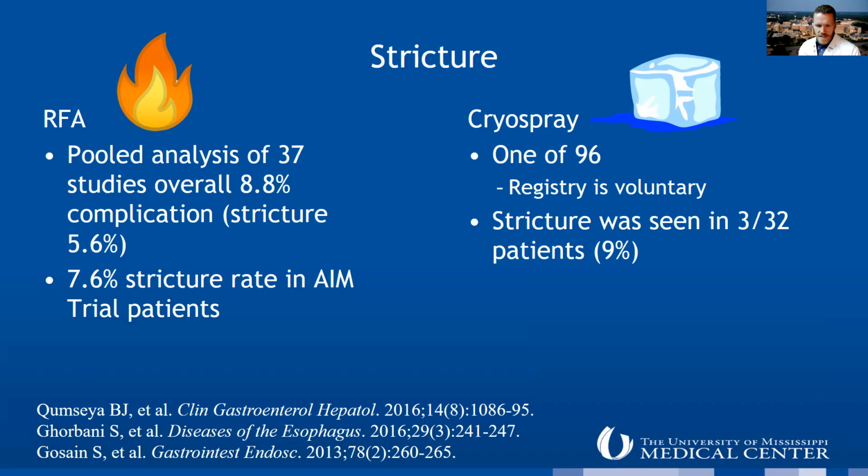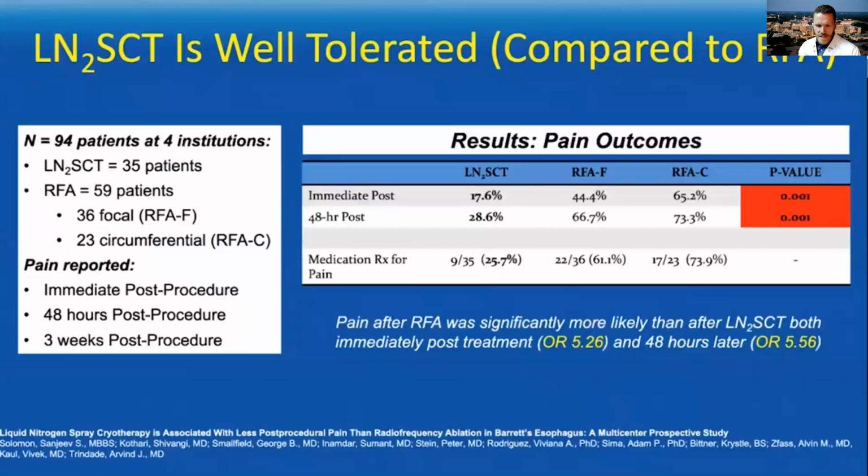And then in the single site study referred to earlier from 2013, they had 3 strictures that required dilation out of 32 patients for a rate of 9%. So both are low, but that's the data on them for right now.